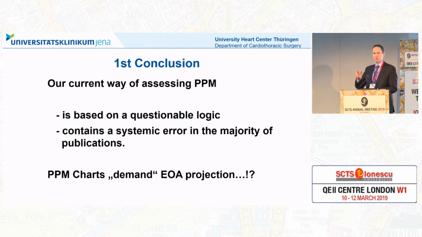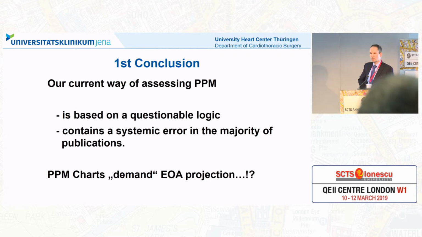So we relate with the indexation to two patient anatomic factors twice. And then we have a systematic error, and that's the projection. So the PPM charts, they demand EOA projections. So please throw them away. They're not useful.